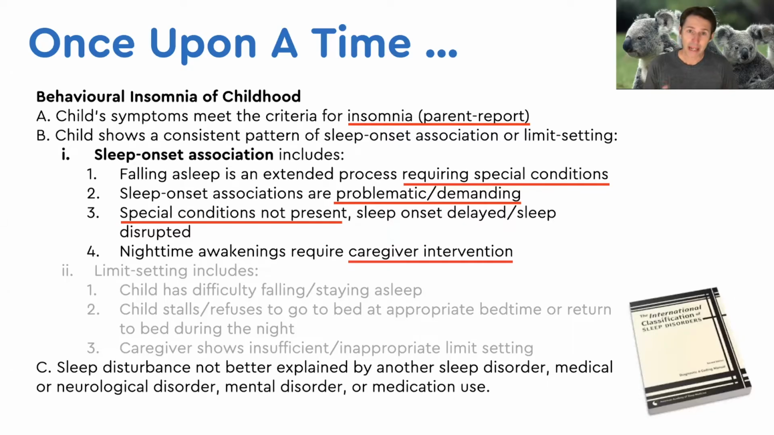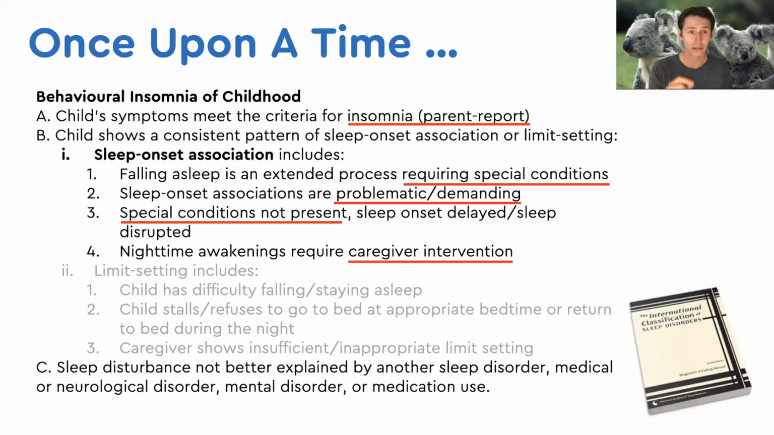If we look back in time to the International Classification of Sleep Disorders, second edition, here is the insomnia criteria for children, and it was termed behavioral insomnia of childhood. What I'm going to show you today is a series of randomized control trials. When we started our first one, this was the actual diagnosis that we were looking at. I've highlighted some of these different areas to have a look at.